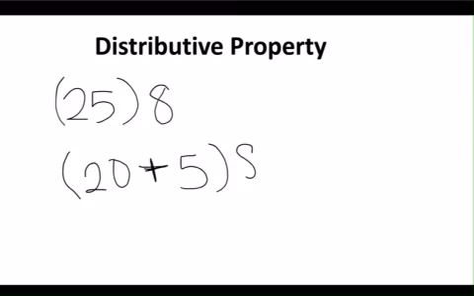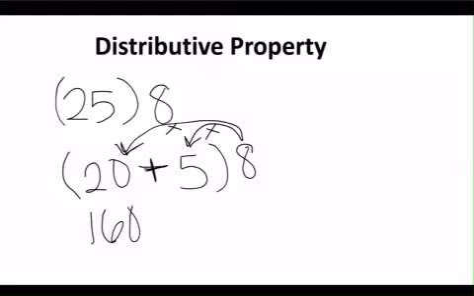So we can put the 8 on the end. Does the 8 still get handed out to each of the numbers even though it's on the end? Well, yes, it does. The number right outside, attached to the parentheses, gets multiplied inward. What's 8 times 2? 16, so that's 160. 8 times 5? Well, that's 40. Add them together, you get 200.